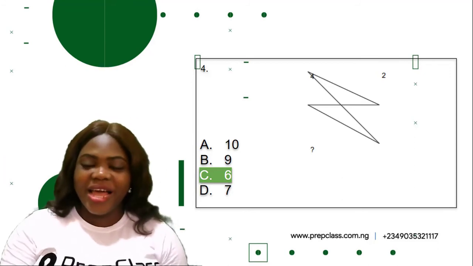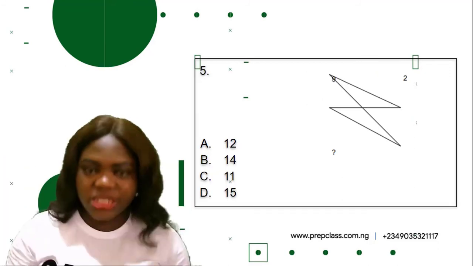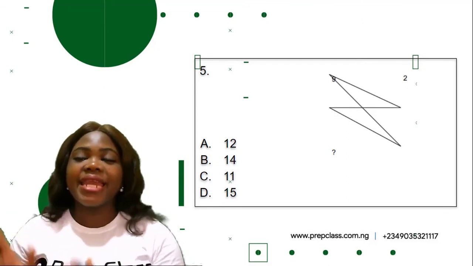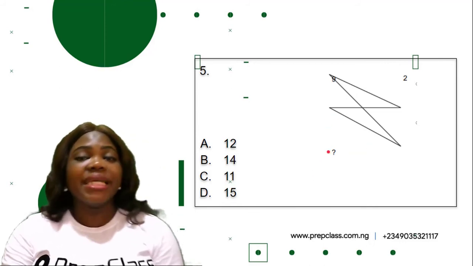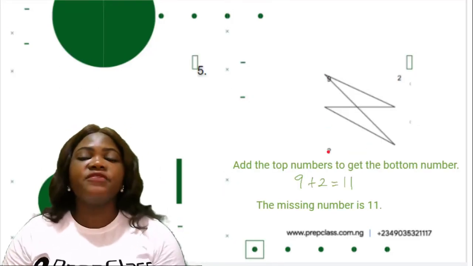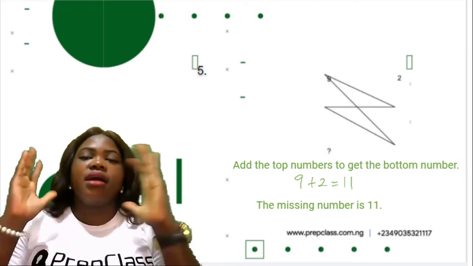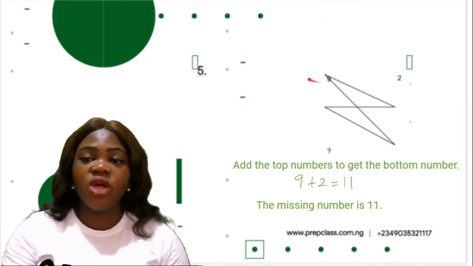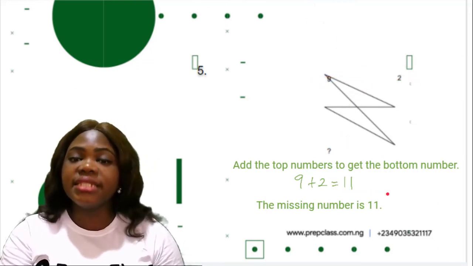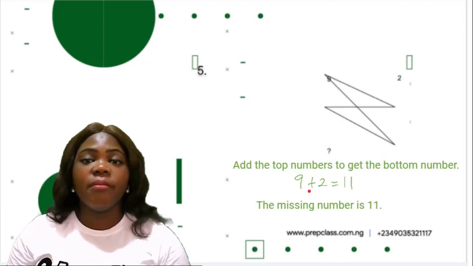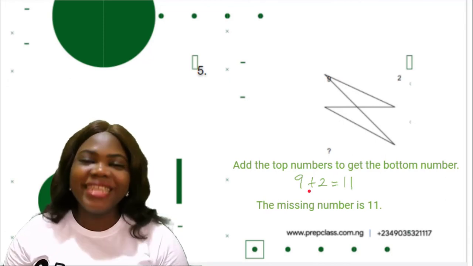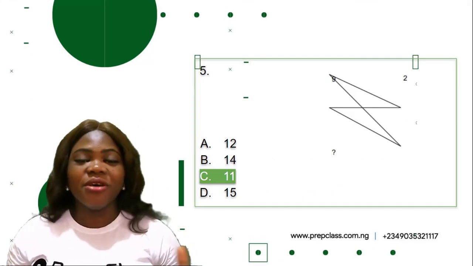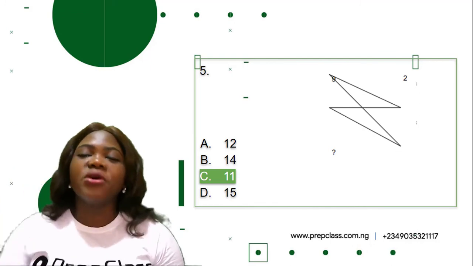Now let's move on to question 5. I would like you to do this yourself as well. Pause this video and try it yourself. The top numbers are 9 and 2, then the bottom number is missing. Remember, from the samples, add the two top numbers to get the bottom number. So 9 and 2 are the top numbers. 9 plus 2 is 11. This means that the bottom number is 11. The missing number is 11. Which of the following options is correct? Of course, the correct option is C, 11. 9 plus 2 is 11.